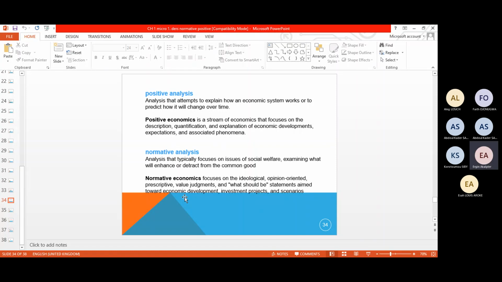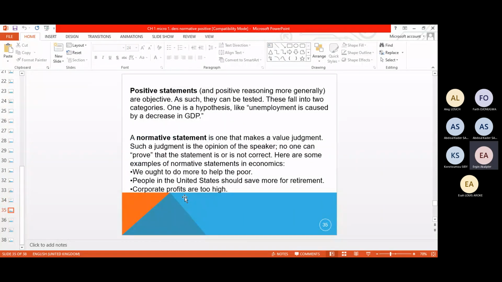The positive statement and positive reasoning more generally are objective, as such they can be tested. These fall into two categories. One is the hypothesis, like unemployment is caused by a decrease in the GDP. This is positive. A normative statement is one that makes a value judgment. Such a judgment is the opinion of the speaker. No one can prove that the statement is or is not correct.